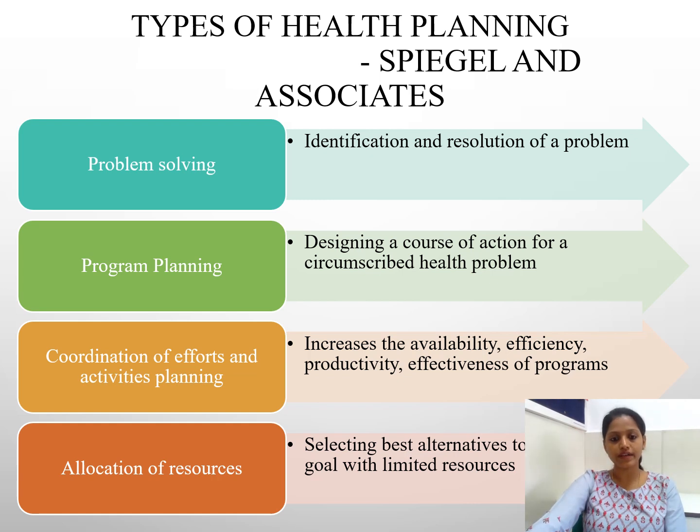The third one is coordination of efforts and activities planning. It increases the availability and efficiency, productivity and effectiveness of a program when we have a plan so that we can coordinate various things. The fourth one is allocation of resources. It helps us to select best alternatives to achieve a particular goal when we have limited resources. For example, in an area where the pit and fissure caries is high, and if we have planned for fluoride mouth rinse program, we can replace it with a sealant program which can be effective. That comes under allocation of resources planning program.